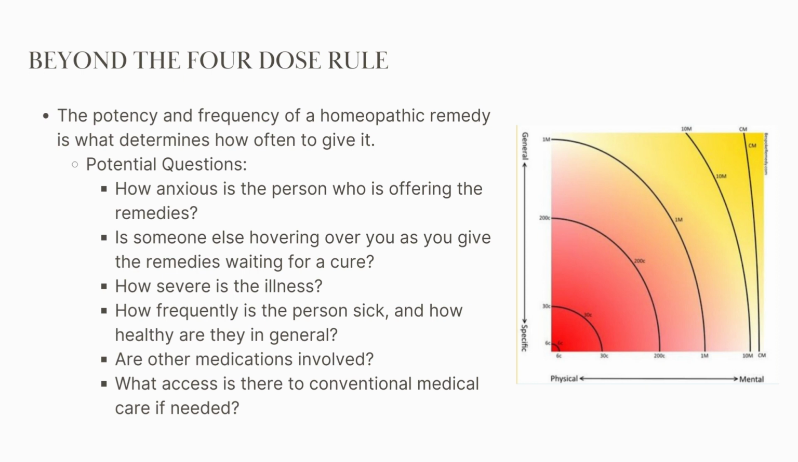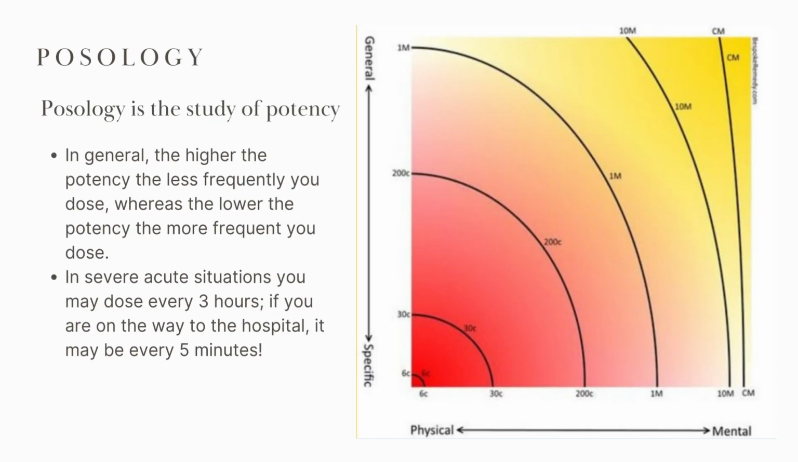So beyond the 4-dose rule, the potency and frequency of a homeopathic remedy is what determines how often to give it. Potential questions would be, how anxious is the person who's offering the remedies? Is someone else hovering over as you give them, waiting for a cure? How severe is the illness? How frequently is the person sick? And how healthy are they in general? Are there other medications involved? What access is there to conventional medicine if that care is needed, right?